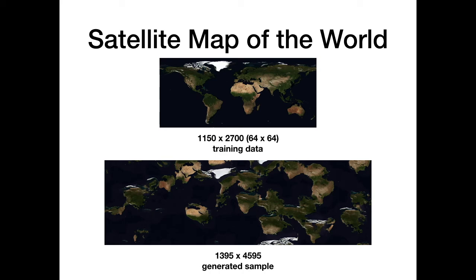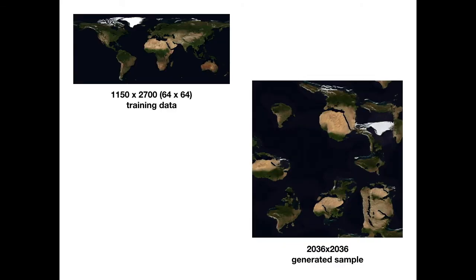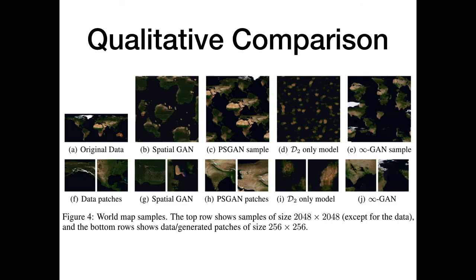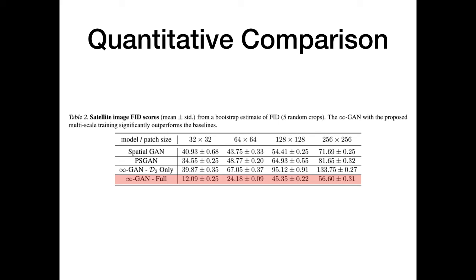In the task of generating satellite maps, we trained our model only on 64 by 64 patches and can generate 1K by 4K maps, even 2K by 2K and 4K by 4K maps. We qualitatively and quantitatively compared with spatial GAN and PS-GAN. Obviously, our model can accurately capture the terrain textures and has a much lower FID score.